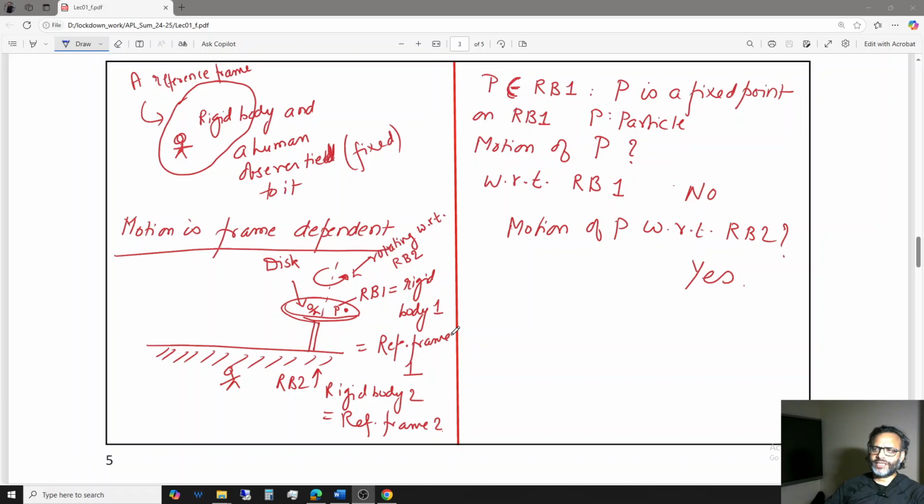To visualize it a little bit more clearly, I have drawn a cartoon here. You have a rigid body which is like Earth, and then this is you, a human observer. Imagine yourself completely tied with the Earth. You are not moving with respect to Earth. Then this pair of eyes, your eyes and the background, they make a reference frame.